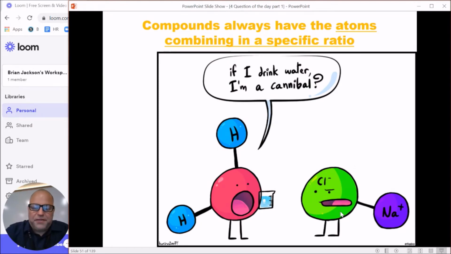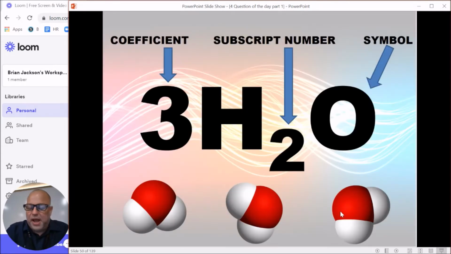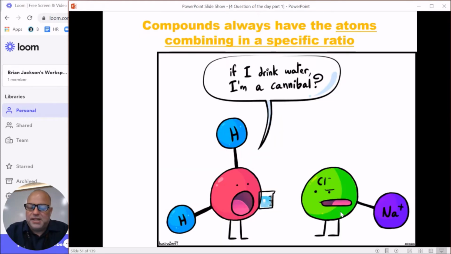The elements have to form in a very specific ratio too, right? So H2O has got to be H2O. You can't have H2, or like HO or something like that. It's got to be very, very specific for us here.